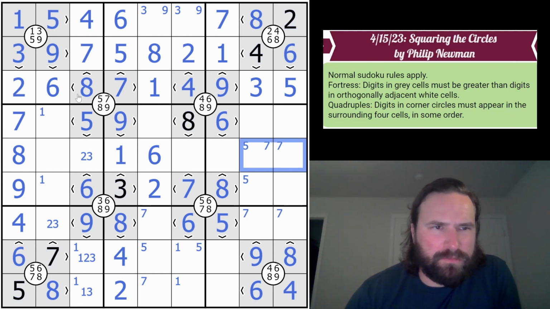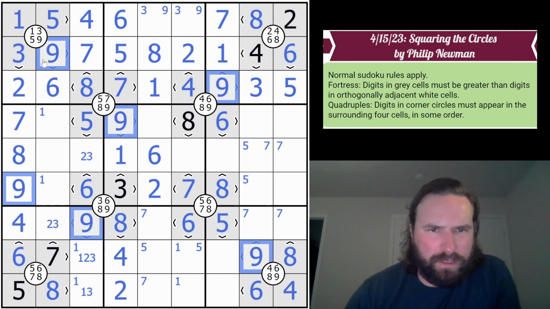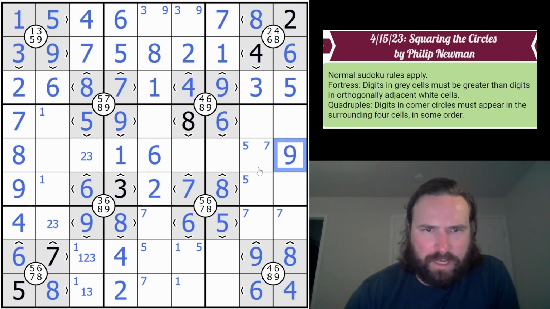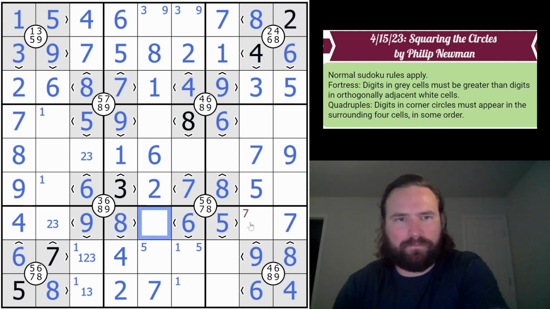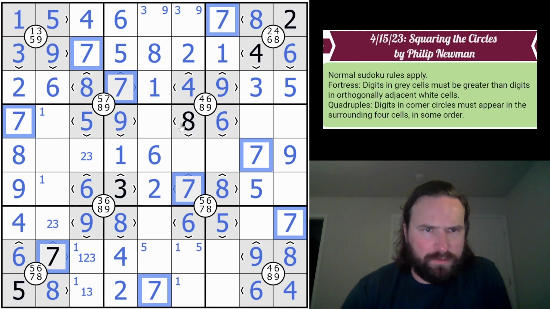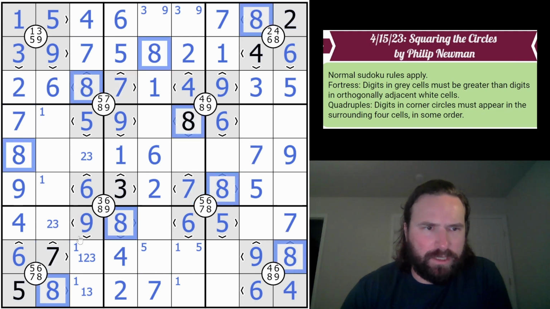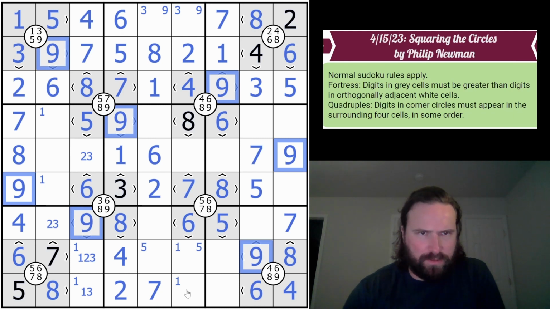So 8s. 8s are all done. 9s are not done. This has to be a 9, which is going to place a 7 and a 5. This is good. We like this. There's another 7. There's another 7. Ooh-wee. This is what I'm talking about, baby. Alright, so 7s are probably done. 8s were done. 9s, did I just finish those off? Not quite.